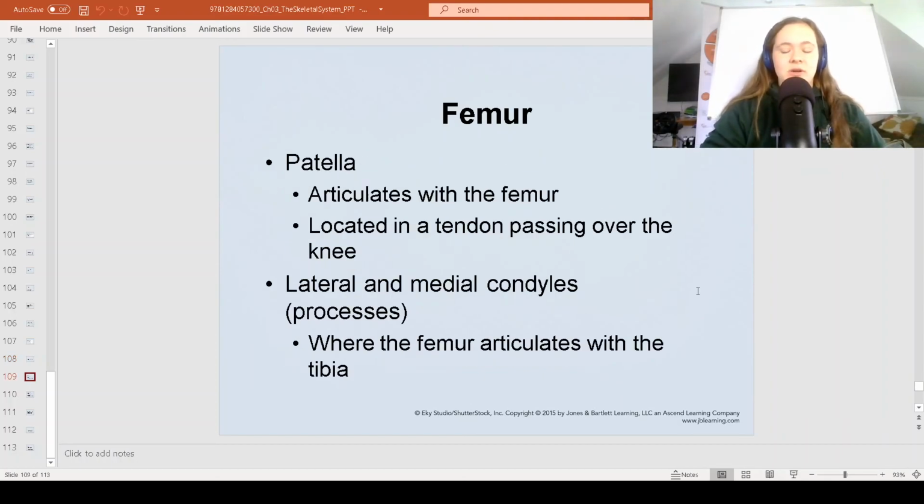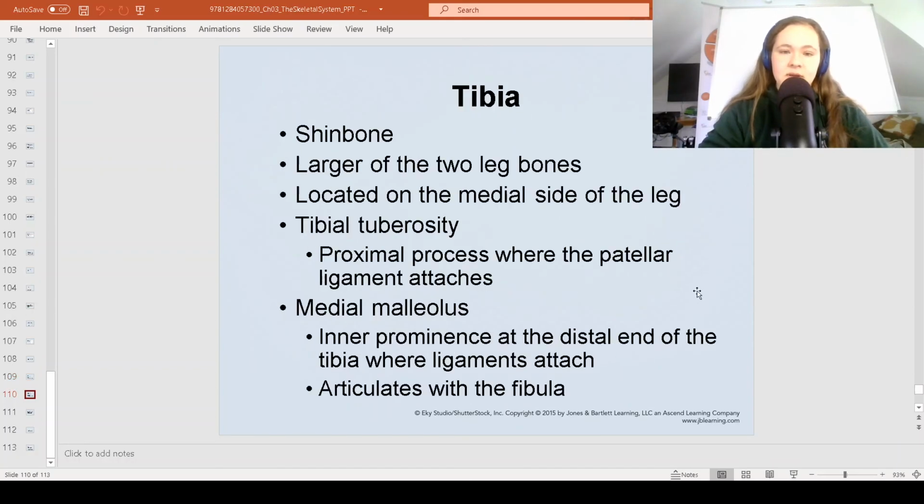The patella, we all know of this, because if you move it, it's really painful. This articulates with the femur, located in the tendon passing over the knee. The lateral and medial condyles are processes where the femur articulates with the tibia. The tibia is the shin bone, the larger of the 2 leg bones, located on the medial side of the leg. Tibial tuberosity is the proximal process where the patellar ligament attaches.